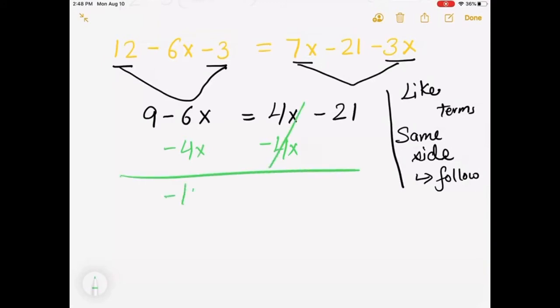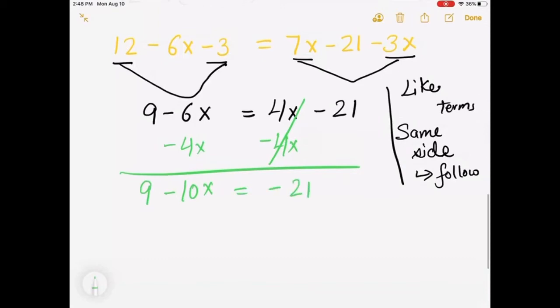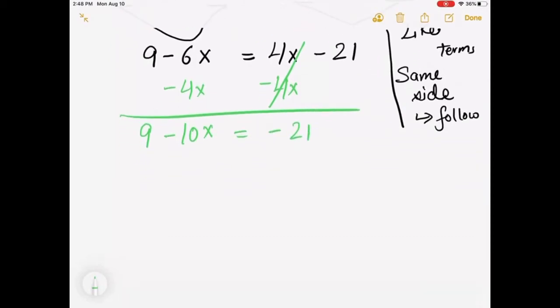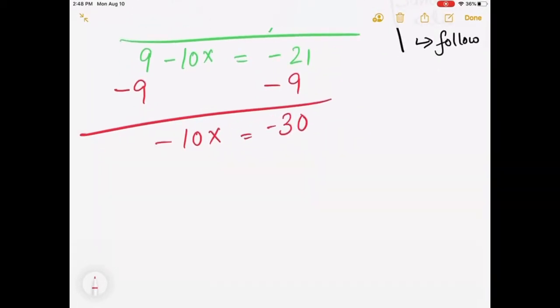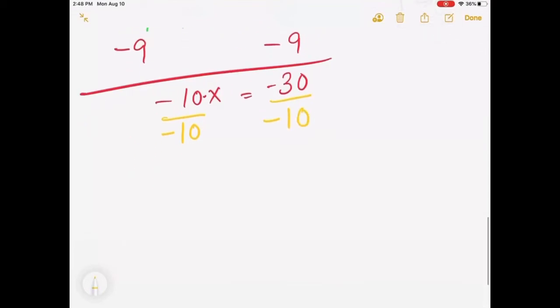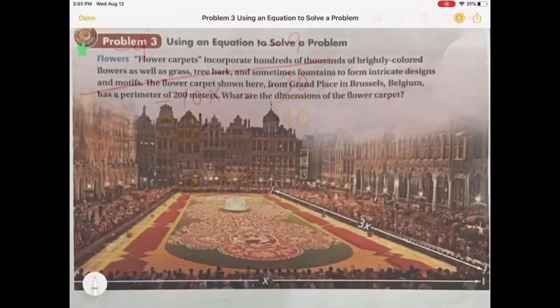So this becomes negative 10x, and there's a 9 still there. Now I would move this 9 over to the other side, so I would subtract 9 both sides. Negative 10x equals negative 30. Almost there, one more step. This negative 10 is getting multiplied, so I will get rid of that by dividing by negative 10 or multiplying by the reciprocal. Either way is fine. x is equal to 3.